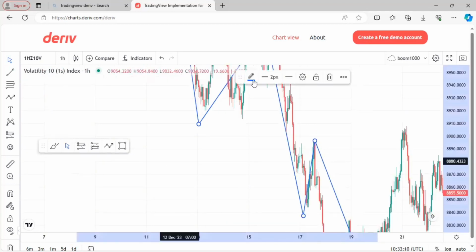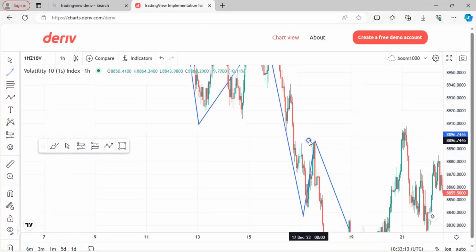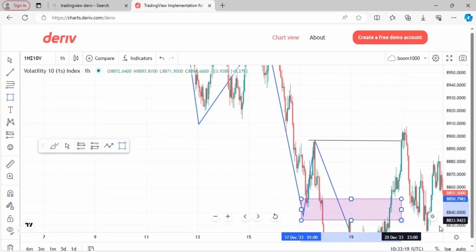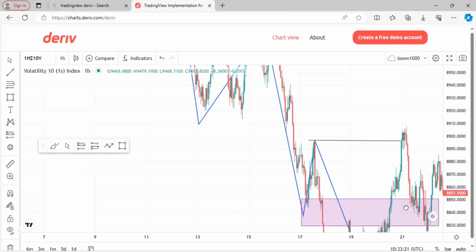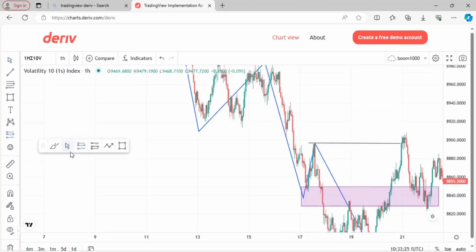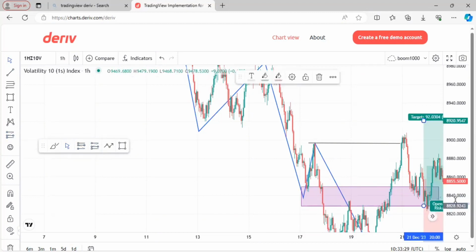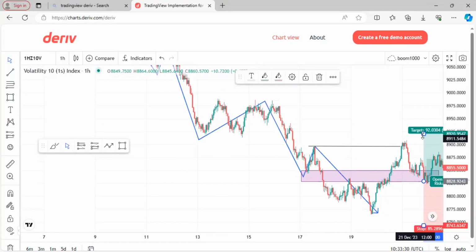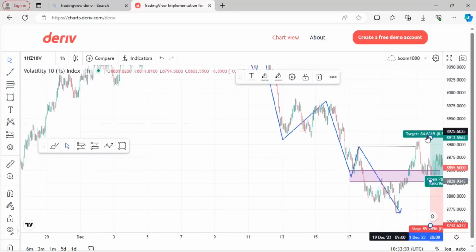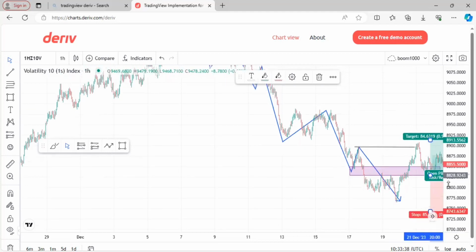We are waiting for market to break this. When market breaks this one, what do we do? We put our rectangle and extend it here. The moment market comes here, what do we do? That's right, we get our buy entry here with our stop loss here and our TP here. We put our stop loss here, then our TP over there.